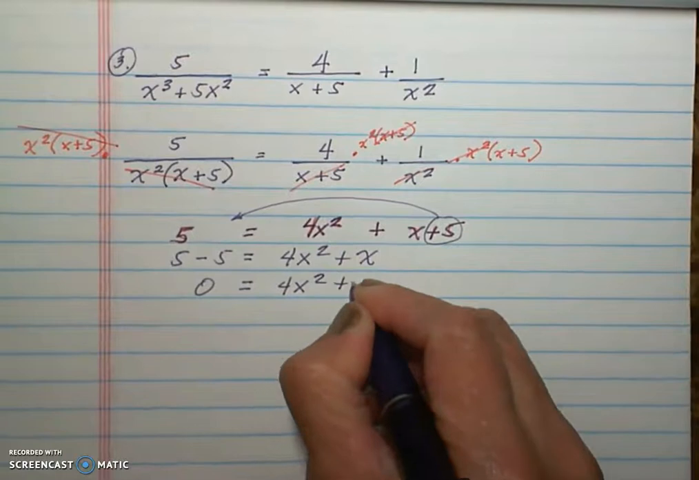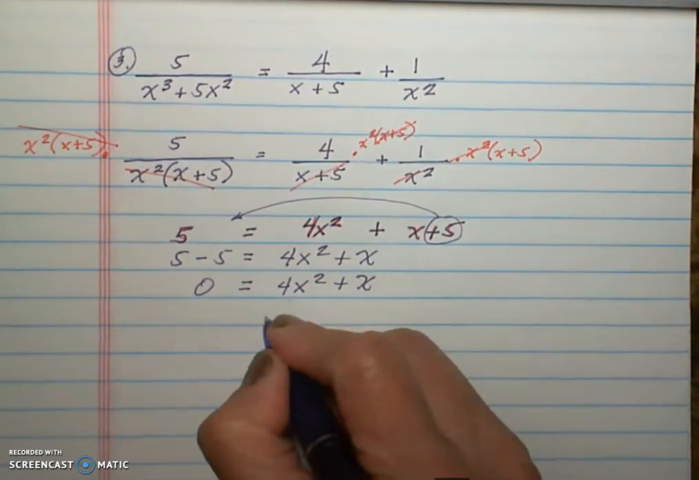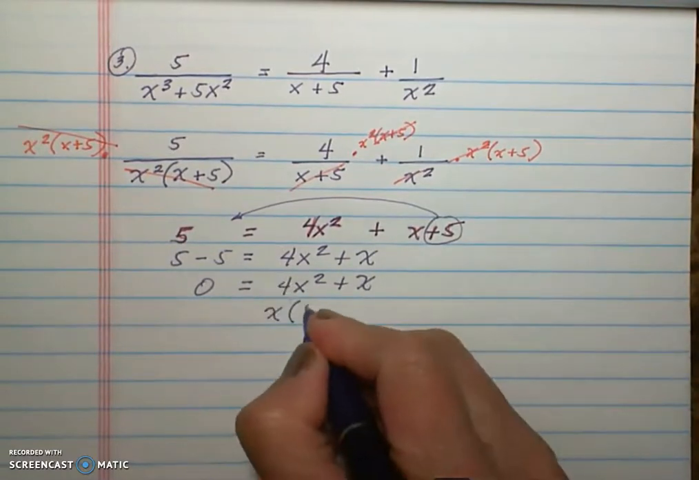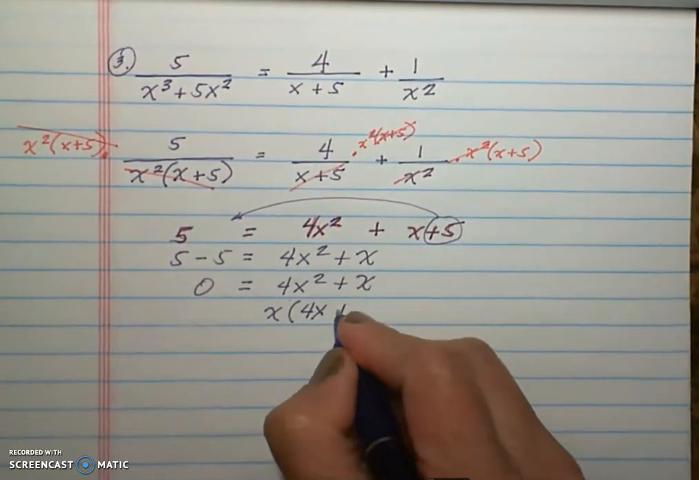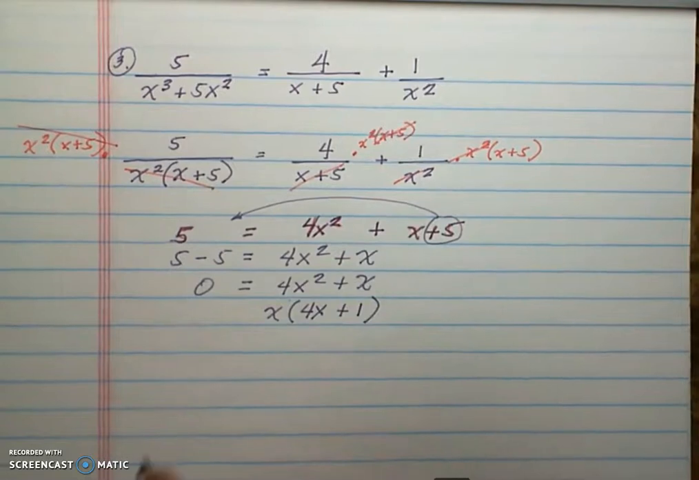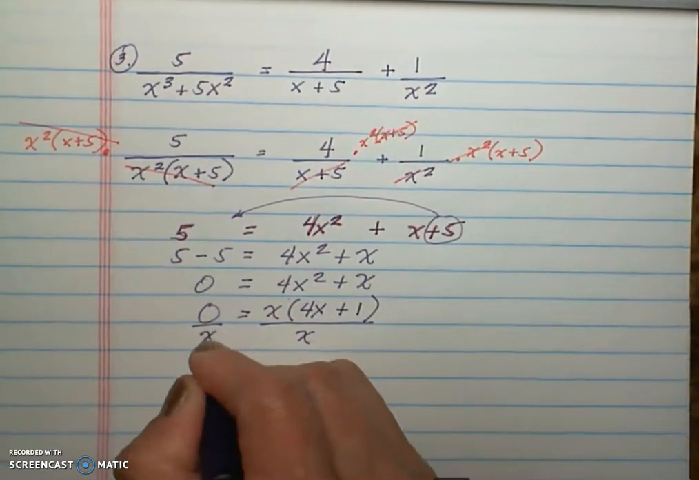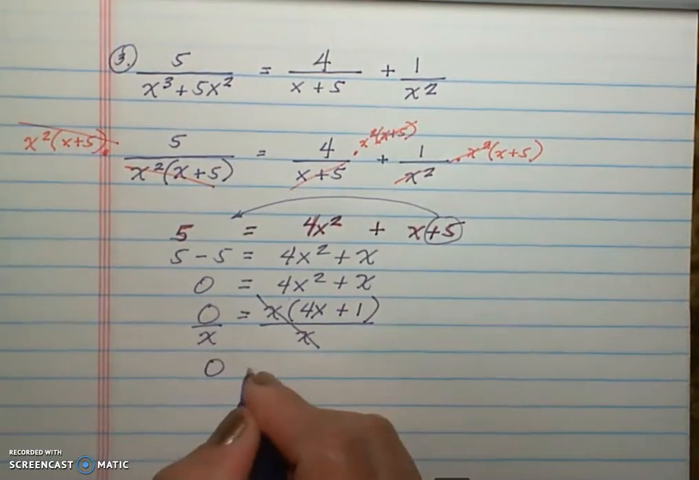4x squared plus x. Notice that I can do a common monomial factor of x on both of these terms, so I'm going to factor that out. If I factor out x from 4x squared, this turns to 4x. If I factor out x from x, this turns to a 1. All right, and that's still a 0. I can divide both sides by x, and this turns to a 1, but this 0 over x turns to 0.